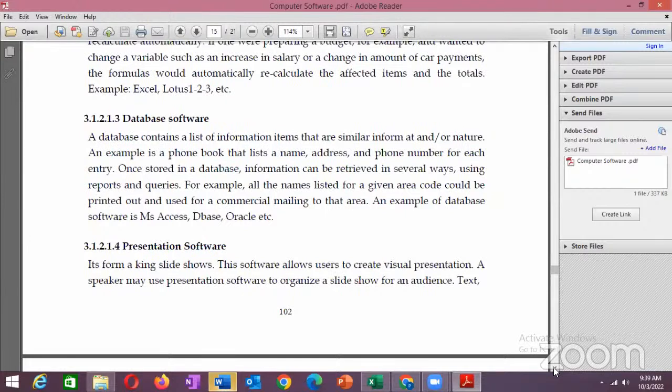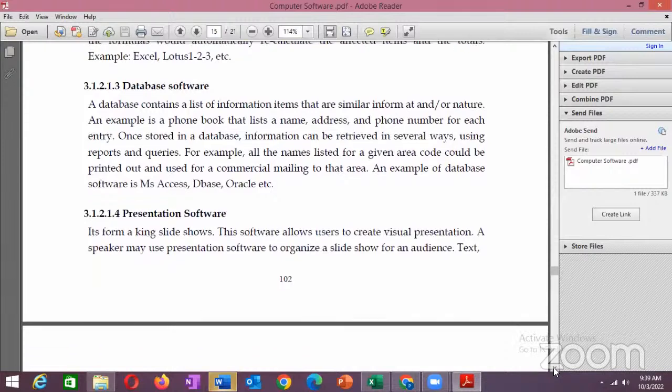It's important to note that the database more commonly used with us is MS Access, Microsoft Access.